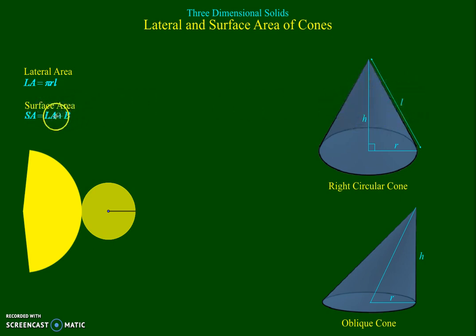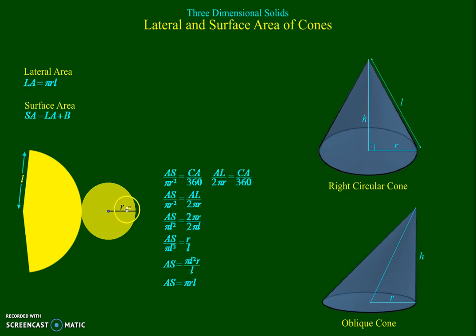And the surface area is a simple familiar formula, lateral area plus big B, which is the area of the base. Now let's take a look at the derivation of this because I think it's important. The radius of the base is here, and the slant height is the radius of this sector. Now, as you remember from the last unit, the area of a sector of a circle is given by this equation. Area of a sector is to the area of a circle as the central angle is to 360.